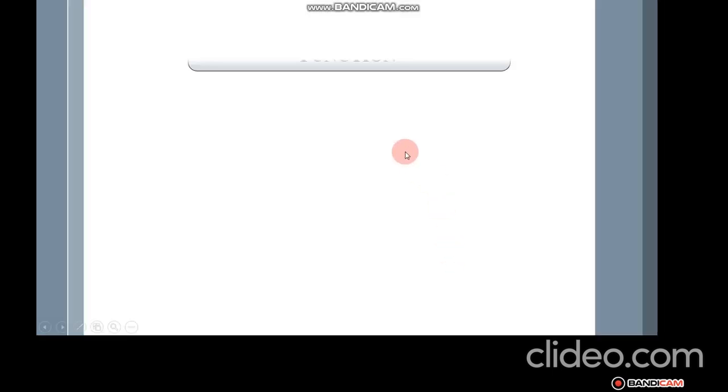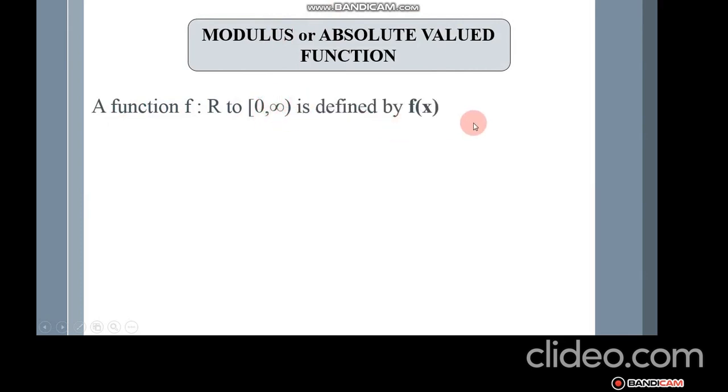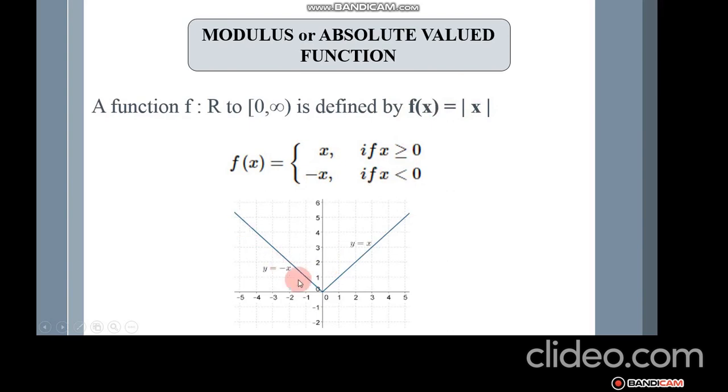Next one is the modulus function or absolute valued function. A function f from R to the closed interval 0 to infinity is defined by f of x equals modulus of x. The function is defined by f of x equals x if x is greater than or equal to 0, and minus x if x is less than 0. So the modulus value is always positive. The graph of the modulus function is this one.